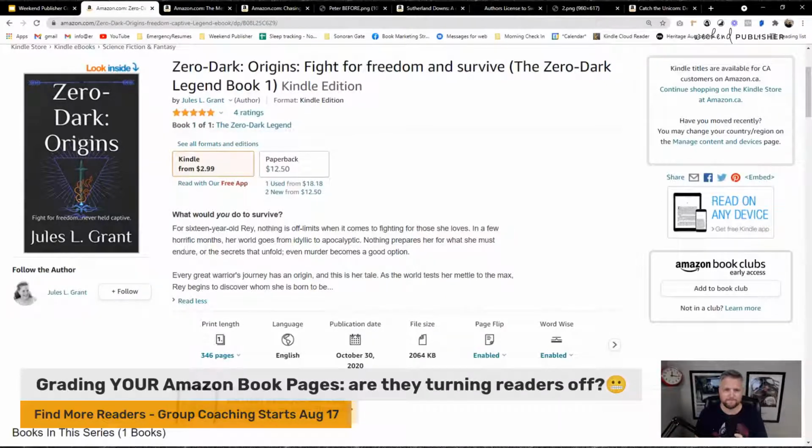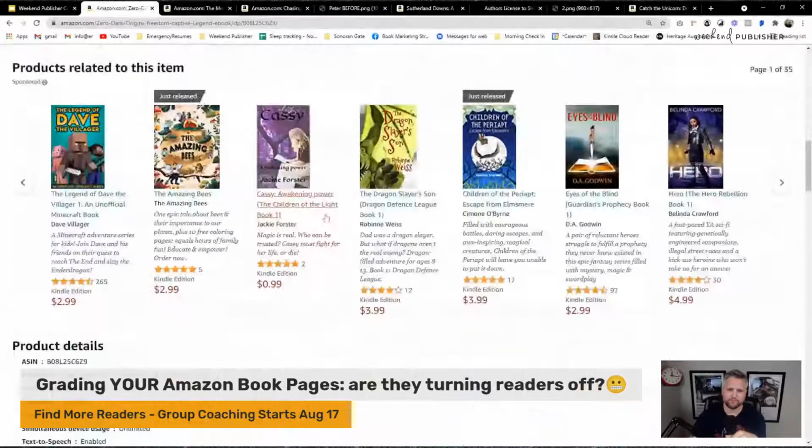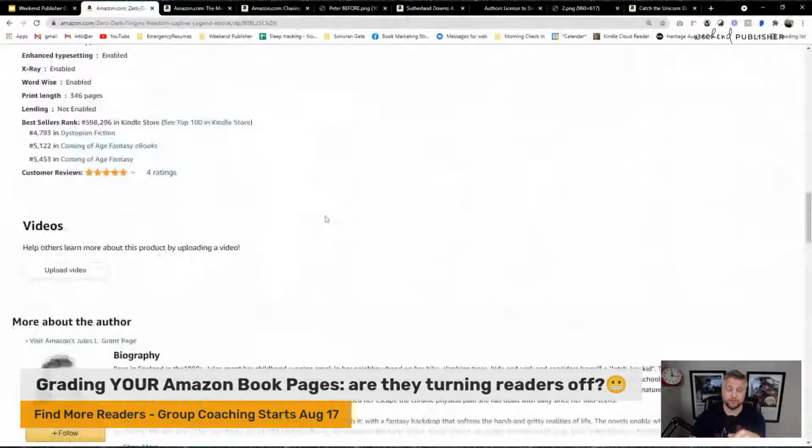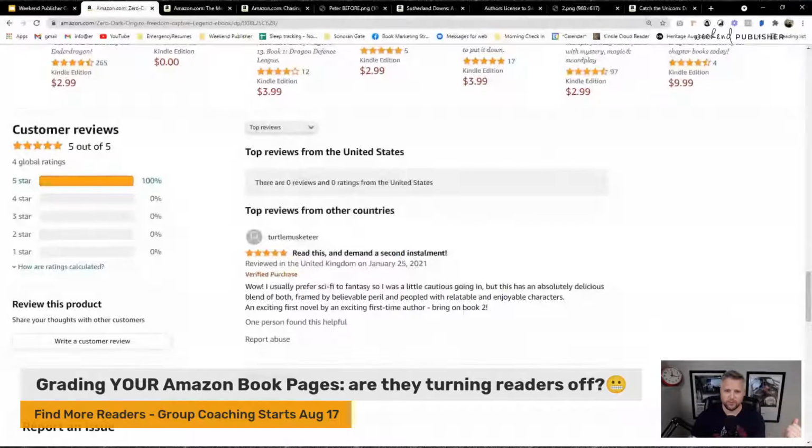So I'm not going to spend too much more time on that because this video is going to take forever. But that's the next path. So again, different nodes in the path: cover, description being the most important thing. Next, they look at the ratings and the reviews, I should say, and or the look inside. Now, when I go down to reviews here, we have 4 ratings globally and a review from the UK.